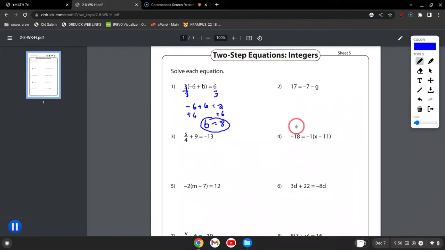You can do either one. I would just make sure it makes sense. I should put a line through that to show it was going away. But both of them work. Let's try this one.